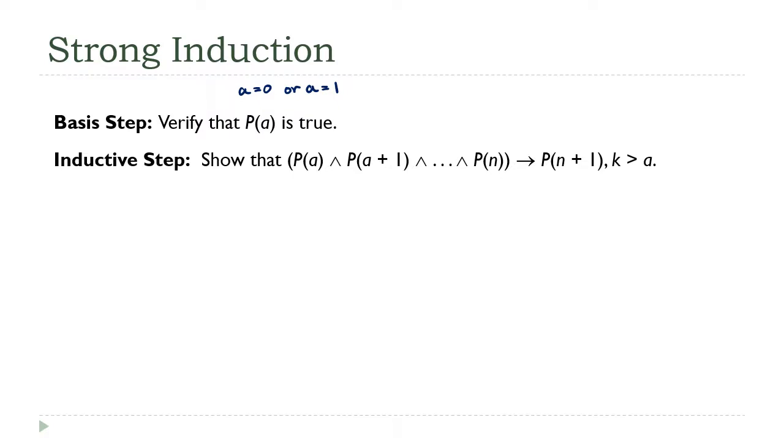The inductive step is where things get different, and the technical language here is a little cluttered. But what this is saying is that instead of just assuming the theorem is true for n and then showing it's true for n plus 1, we're going to assume that it's true for every value between that initial value from the base case all the way up to n, and then show that it's true for n plus 1.